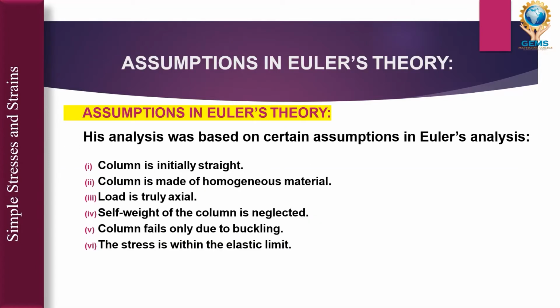Assumptions in Euler's theory. See, this is very important. If you refer to 2 or 3 question papers, most of the question papers ask theory also: what are the assumptions Euler made for column? So you have to remember these points. I have clearly mentioned 6 points here, so you have to at least remember 5 points.